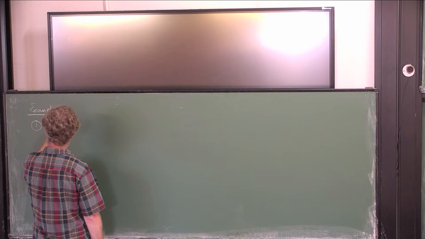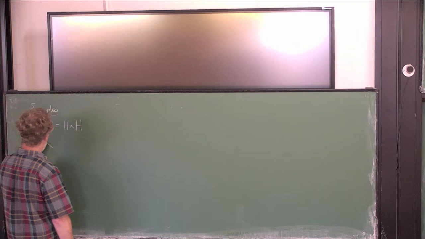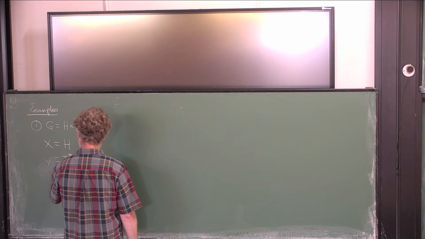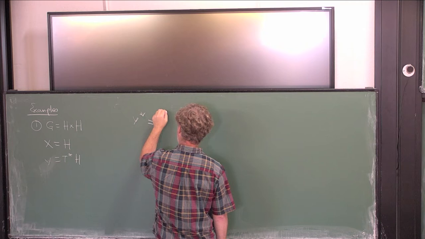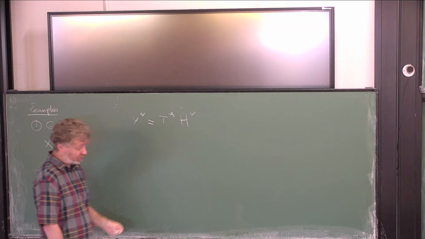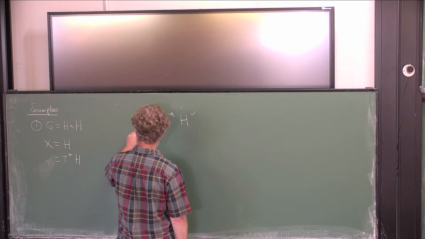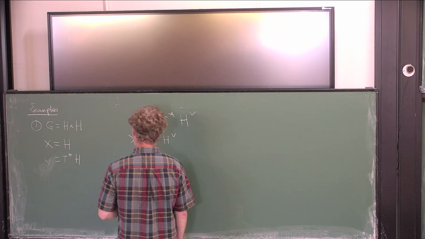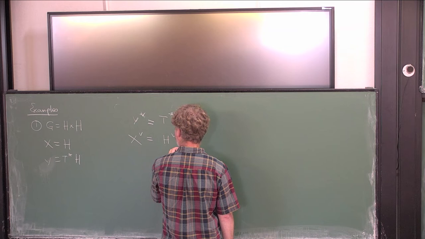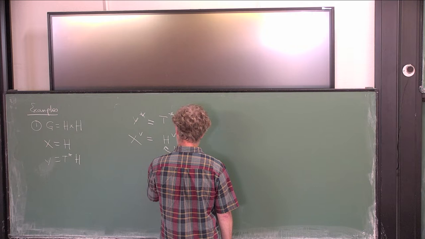Suppose that G is actually the product of some group H with itself, also reductive, and X is H with the natural action, the left and right action of H on itself. Then Y is T star H, and then Y dual is actually going to be T star of H dual. That's a natural thing. So we have in this case X check, which in general doesn't make sense, but here will make sense. It will just be H check itself, endowed with the natural action of H check times H check, again by left and right translation.